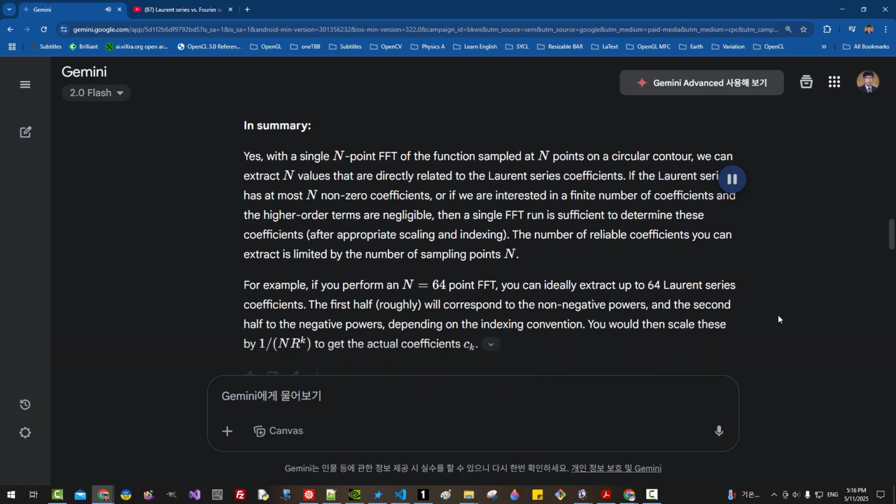In summary, yes, with a single N-point FFT of the function sampled at n points on a circular contour, we can extract n values that are directly related to the Laurent series coefficients. If the Laurent series has at most n non-zero coefficients, or if we are interested in a finite number of coefficients and the higher-order terms are negligible, then a single FFT run is sufficient to determine these coefficients, after appropriate scaling and indexing. The number of reliable coefficients you can extract is limited by the number of sampling points n.